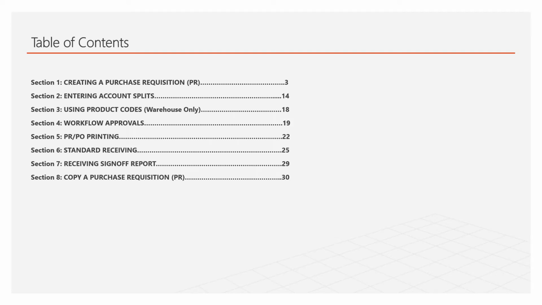In this video, you will learn how to create a purchase requisition, how to do account splits, how to use product codes for warehouse use only, workflow approvals, PR/PO printing, standard receiving, receiving sign-off reports, and how to copy a purchase requisition.